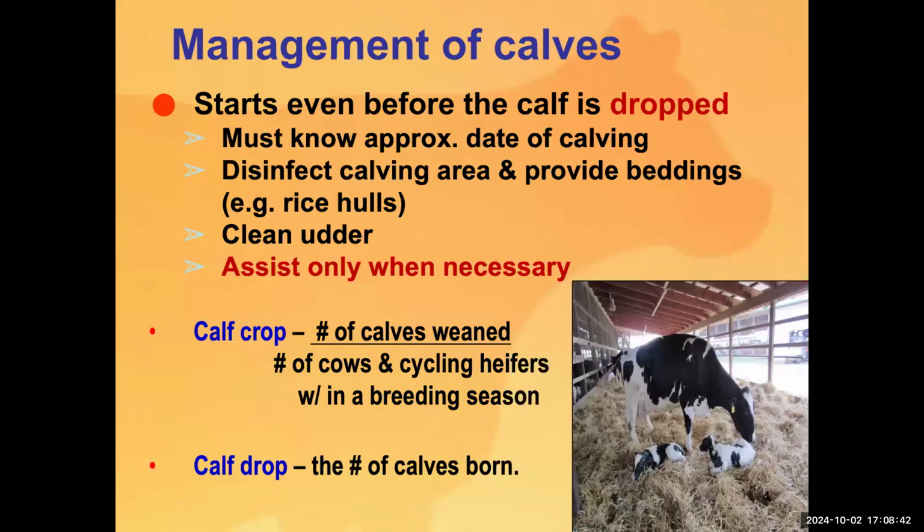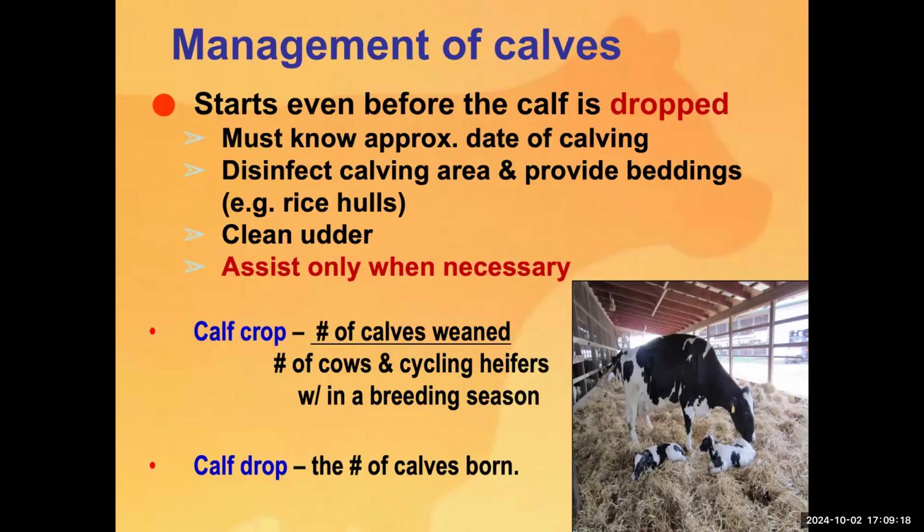Nearing this date, there will be several adjustments that have to be done, like preparing the maternity pen, and that is disinfecting the calving area and providing the proper beddings with ample depth. Commonly here in the Philippines, we make use of rice hulls, especially here in Calabarzon, where we still have some rice plantation areas. If you don't have rice hulls, then you can use straw beddings or whatever organic dry materials are available in your area.